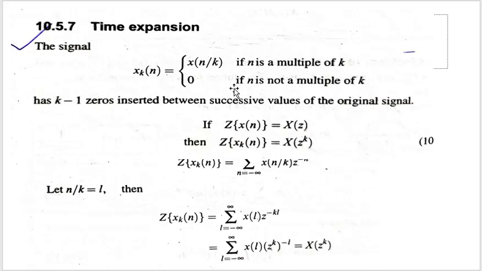If n is not a multiple of k, then xk of n will be 0. In the same scenario, as an example, if n equals 10 and k equals 3, 10 cannot be a multiple of 3, so obviously for that xk of n will be 0. Here it says that it has k minus 1 zeros. We have seen from the previous lecture that X of z, in the z domain, can be represented in polynomial form.